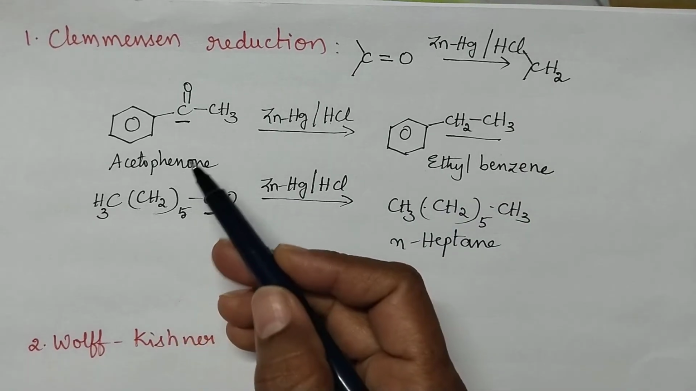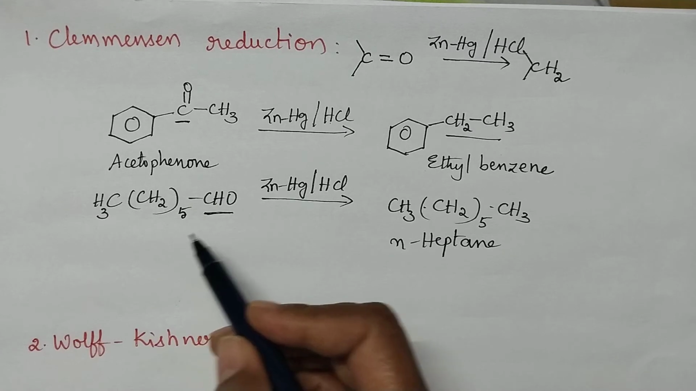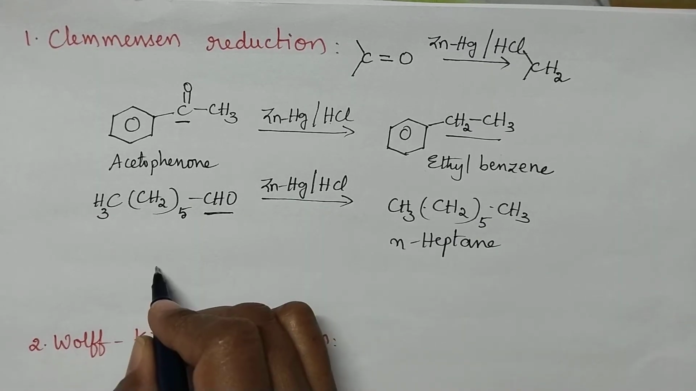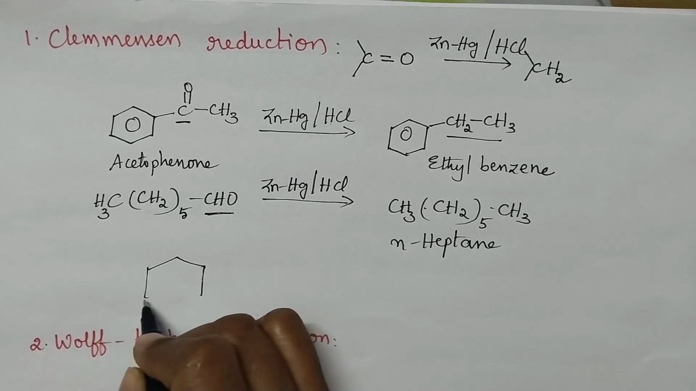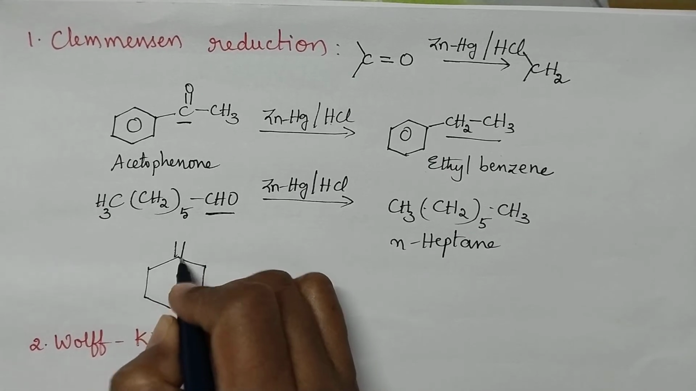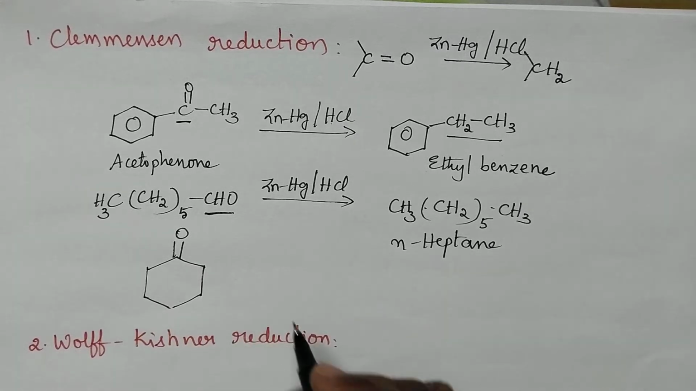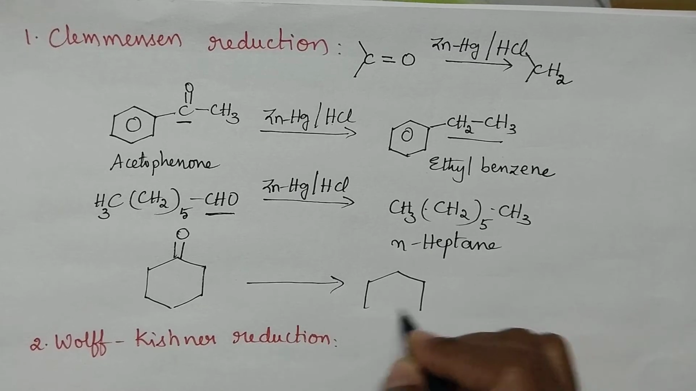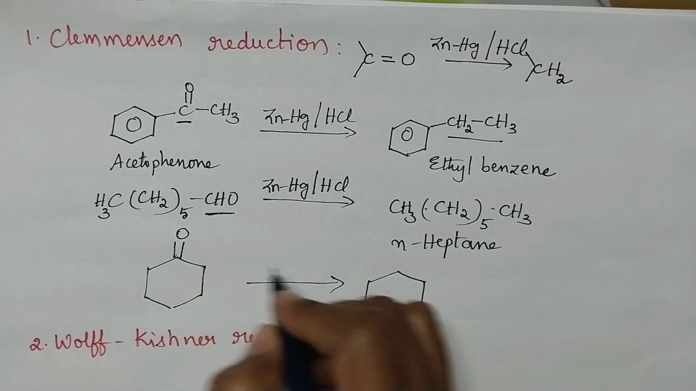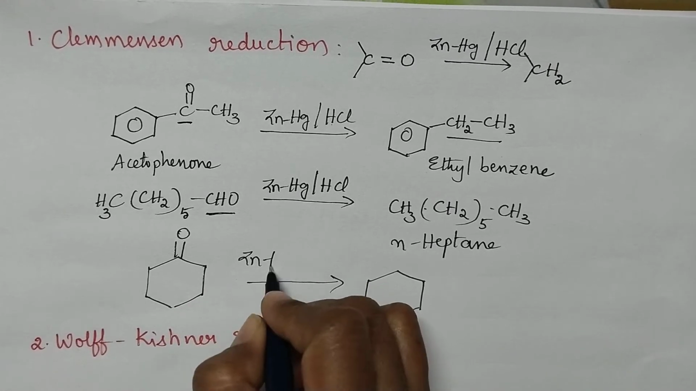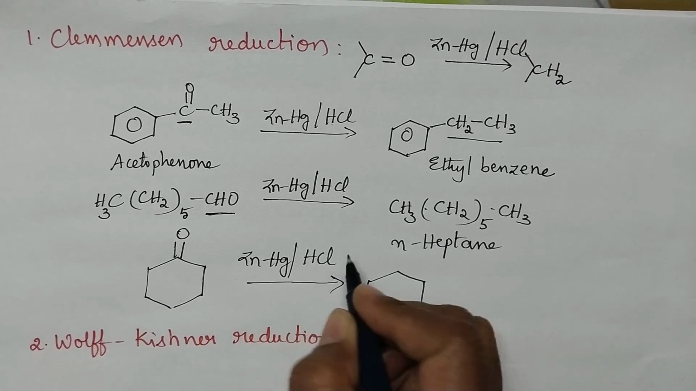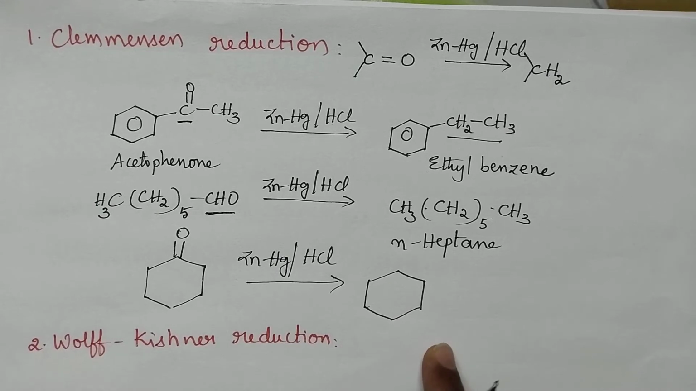So not only aryl carbonyls or alkyl carbonyls will be converted into corresponding alkanes, but it is also possible to convert cyclic carbonyls into corresponding cycloalkanes. Here what is the reagent used? Yes, it is amalgamated zinc in the presence of HCl. Is it clear about the Clemmensen reduction, students?